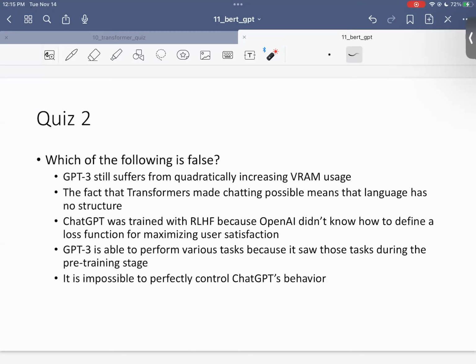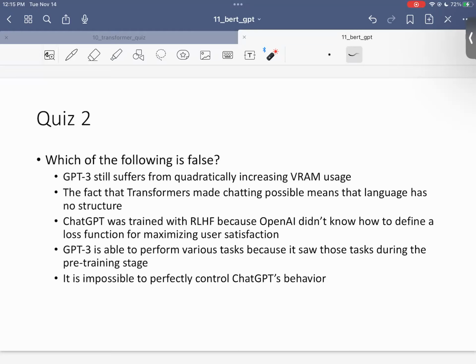The fact that transformers made chatting possible means that language has no structure. Transformers do have an unbiased approach to modeling data, but that doesn't mean that language has no structure. Language does have structure. We follow certain syntactical rules. So this is obviously false, right? So 2 is one of the answers.